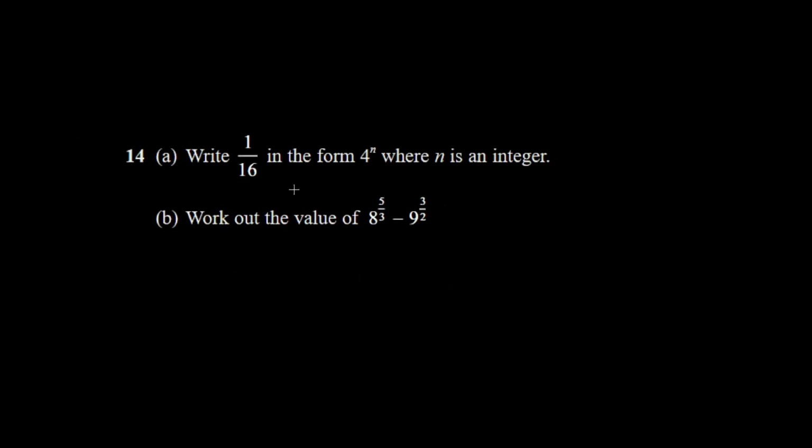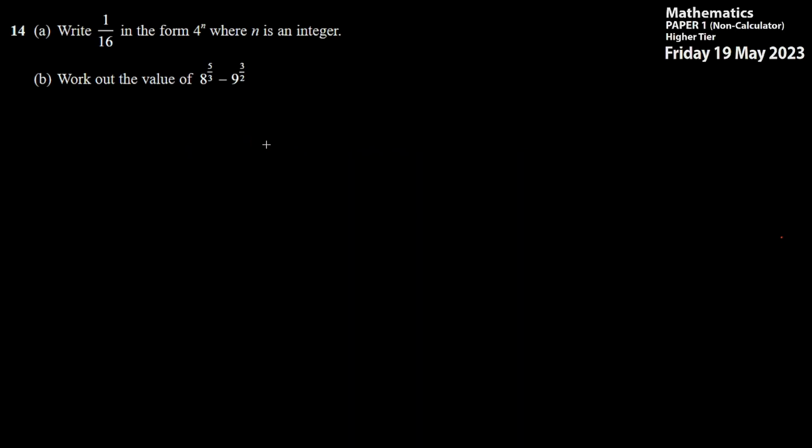Okay, question 14, negative and fractional powers. First of all, we're asked to write 1 over 16 in the form 4 to the n, and this is how it's worked out. So 1 over 16, let's first of all get rid of the 16 and produce 4 out of it. This is equal to 1 over 4 squared.